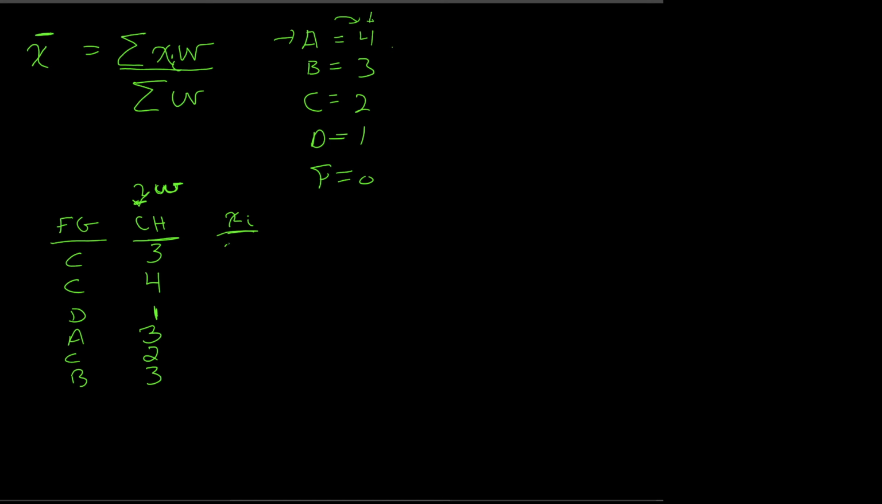And so C has 2. And D has 1. And A has 4. And B has 3. So here are my points. But I don't get the average of this. I get the average of the weights. Because think about it, a 4-credit course should be better for your GPA than a 3-credit course. This should be better for you.